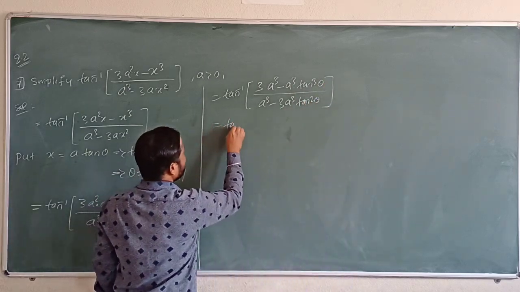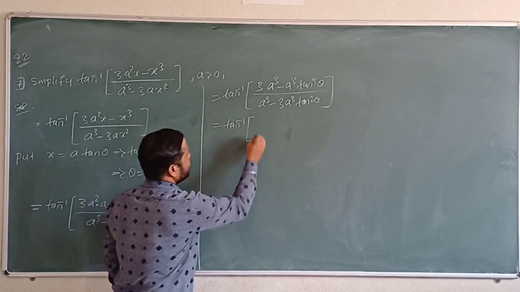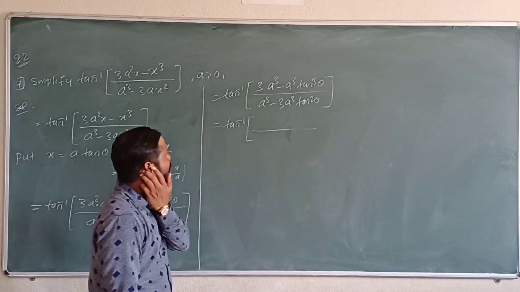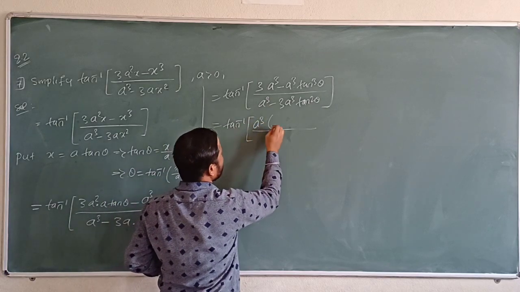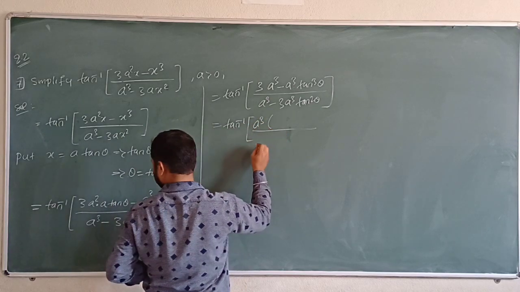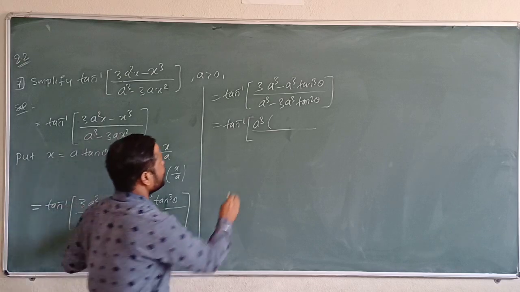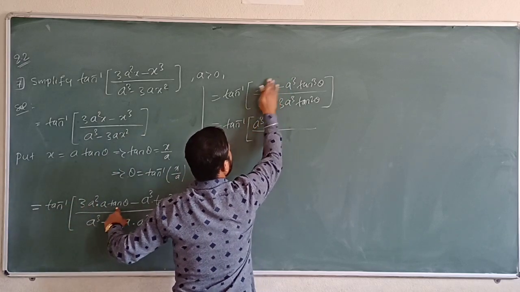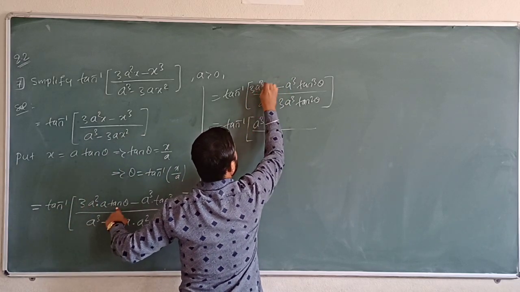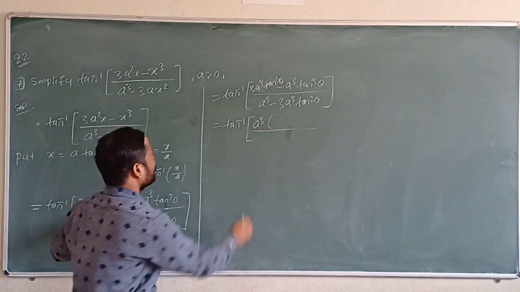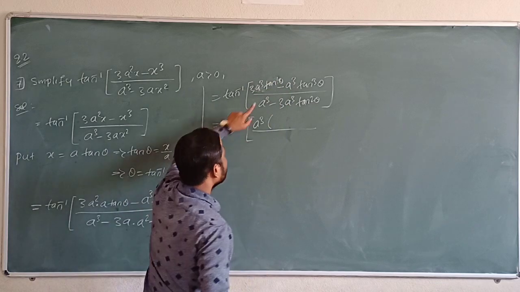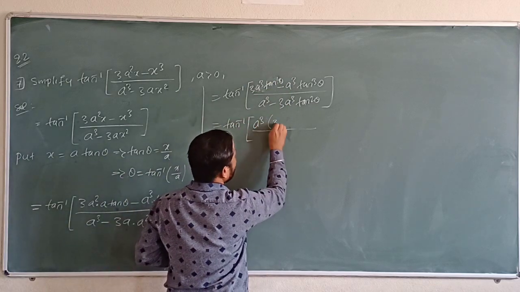Then tan inverse of, what is the common in numerator as well as the denominator? A cube common. Take this a cube common here. Then what are the remaining terms here? 3 a cube tan theta, only tan theta. Take a cube outside. Then what is the term there?